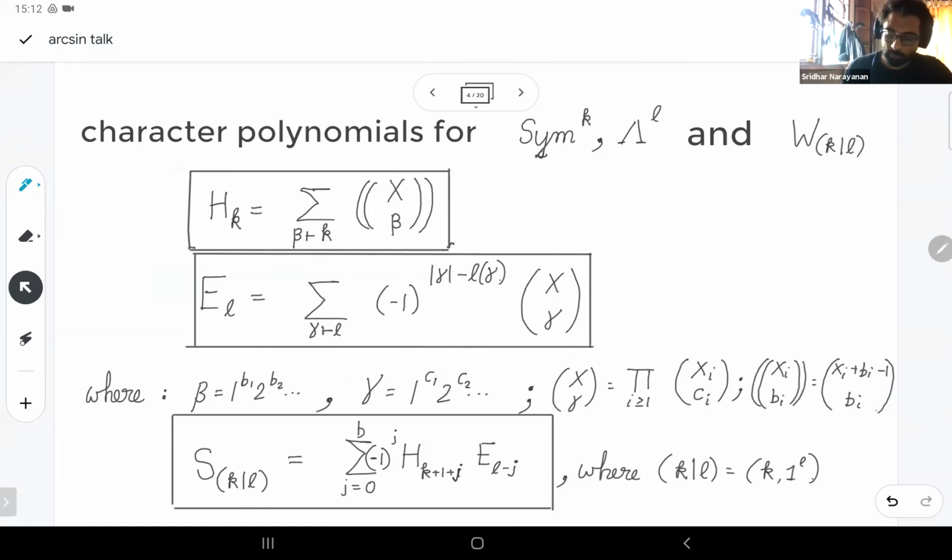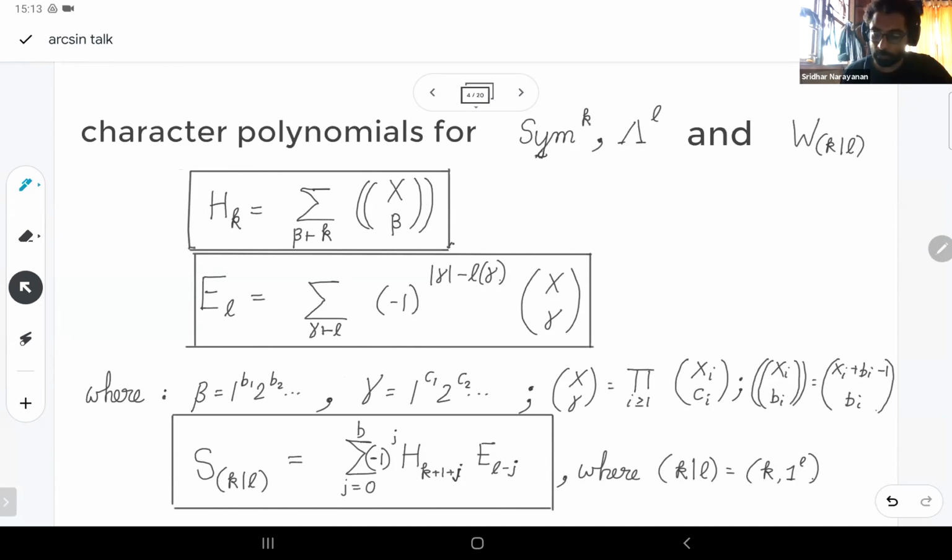So if A choose B is the number of ways of choosing a set of cardinality B from A elements, then A multi-choose B is the number of ways of choosing a multi-set with B elements from a set which contains A elements. So these are the two generating functions, and we can use an identity that's probably well known on the symmetric function side to obtain the character polynomial for the hook shape.